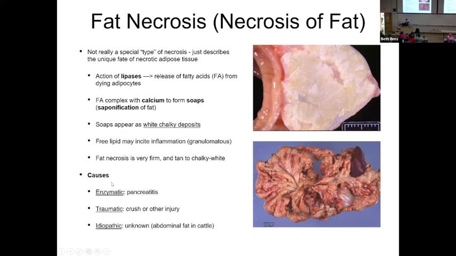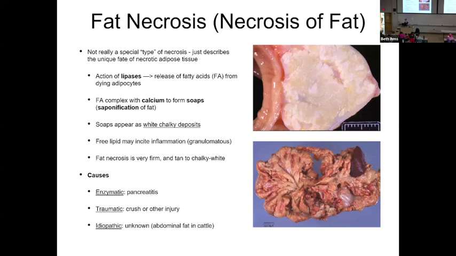A couple different causes. So enzymatic, animals that have pancreatitis, your pancreas is a bag of digestive enzymes. So if you release enzymes in your abdomen around your fat, you will get necrosis of your fat. Digest your fat, that's its job.